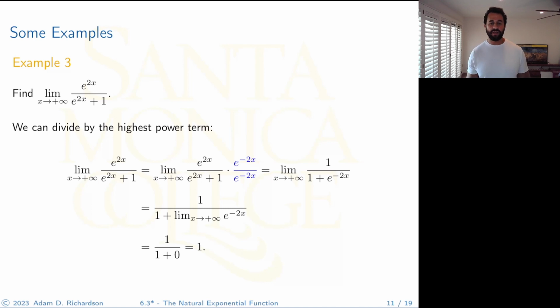And we just saw that this limit is equal to 0. So the limit as x goes to infinity of e to the negative 2x is going to be 0. So we get 1 over 1 plus 0, which is 1. There you go. So now we can do things like that.